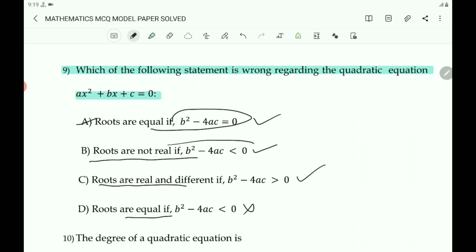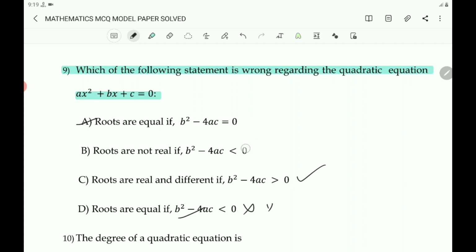You know that the others are true and this one is wrong, because if b square minus 4ac is less than 0, no real root exists. Roots are not real. But here it is said that roots are equal. When roots are equal, b square minus 4ac is equal to 0. So you must know the conditions here. When b square minus 4ac is equal to 0, the roots are real and equal. When b square minus 4ac is greater than 0, the roots are real and distinct.